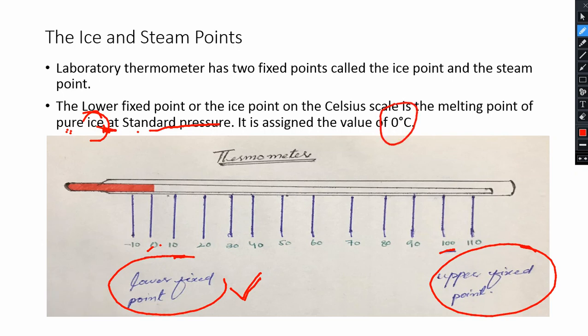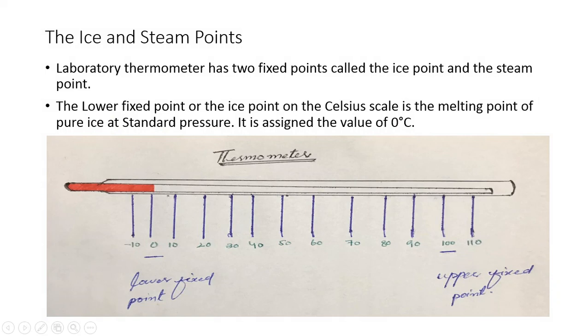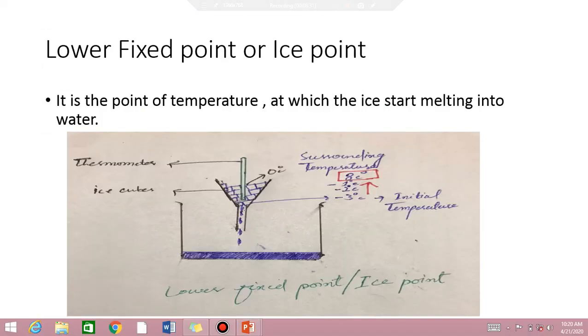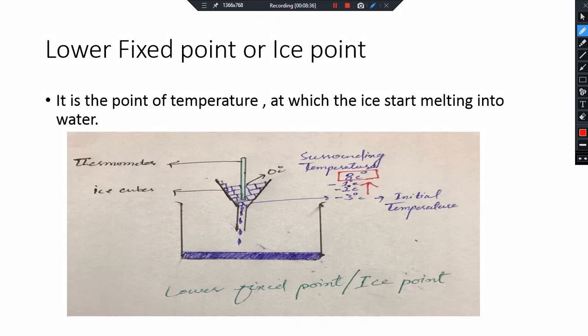Now let's find out with the example of ice to detect the lower fixed point, or let's find out what lower fixed point means. Now look at this diagram. This diagram is also present in your book. Look at figure 11.20, the ice point. This diagram is the same as that. Let's find out what the lower fixed point is. Now the lower fixed point we have to find.